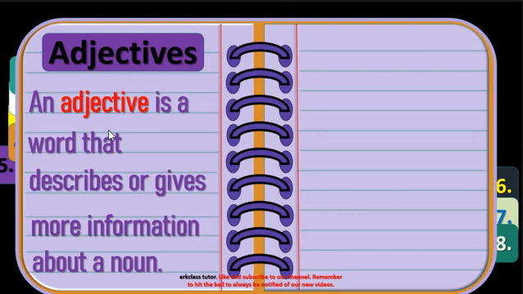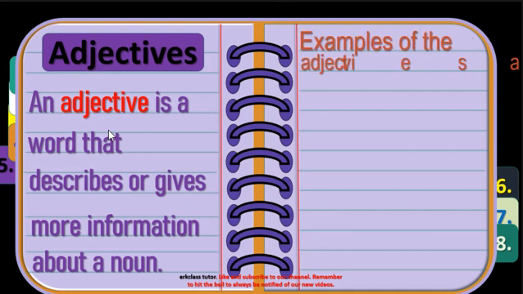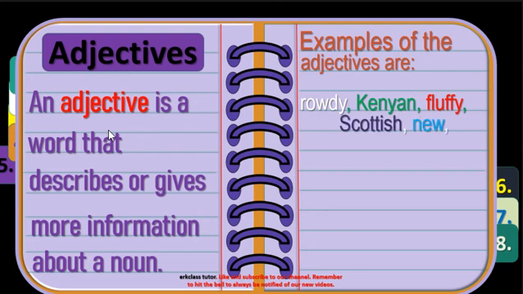An adjective is a word that describes or gives more information about a noun. Examples of adjectives are rowdy, Kenyan, fluffy, Scottish, new, rectangular, old, and many others. Note that some of the adjectives are formed from the noun.